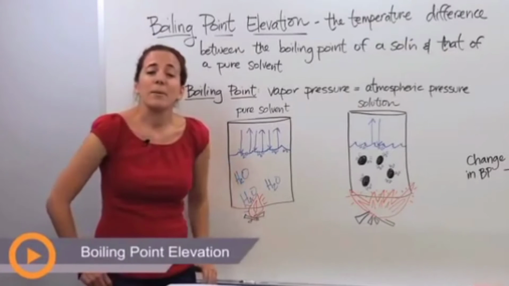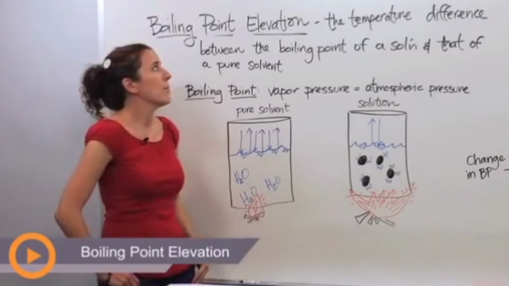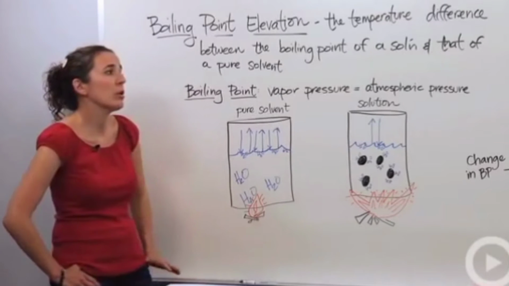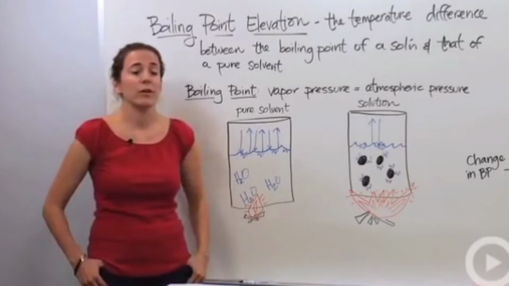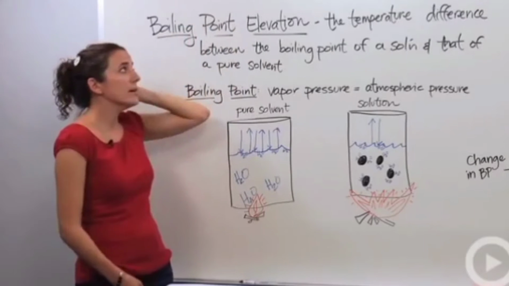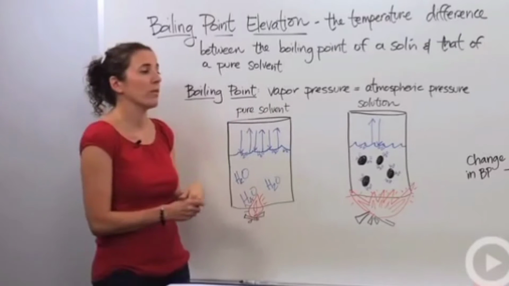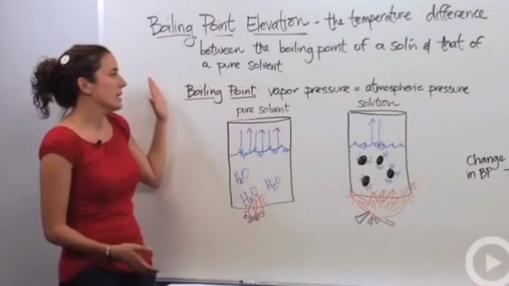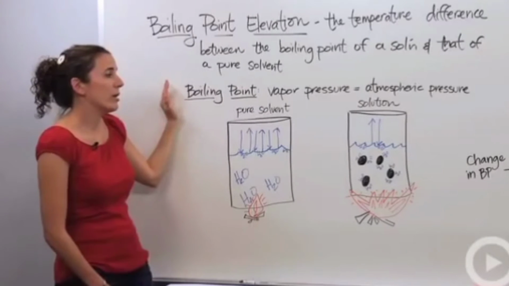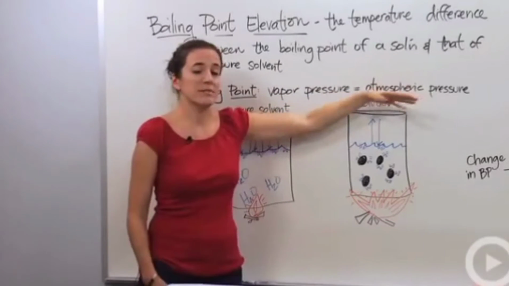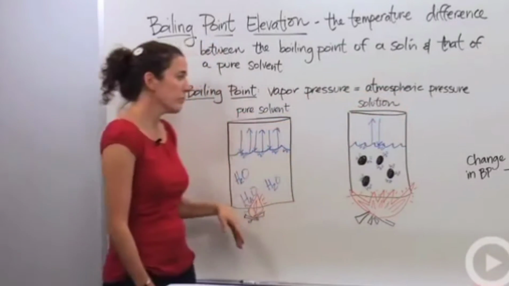One of the colligative properties that you're going to see in class is boiling point elevation. That is the temperature difference between the boiling point of a solution and that of a pure solvent. As you can probably guess from the title, it increases from the solvent to the solution. The solution is going to have a higher boiling point than the solvent. Why is that? Let's define boiling point first. Boiling point is when the vapor pressure of whatever substance you're dealing with equals the atmospheric pressure around it.